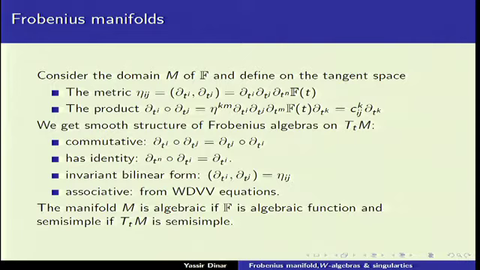Okay, so this is the definition of Frobenius manifold in these coordinates. These coordinates are always called the flat coordinates because the metric here is constant. In these coordinates, we define the manifold M to be algebraic if my function f is an algebraic function, which means it depends on a solution of some polynomial. And we call it semisimple if the tangent algebra is semisimple for a generic point t.